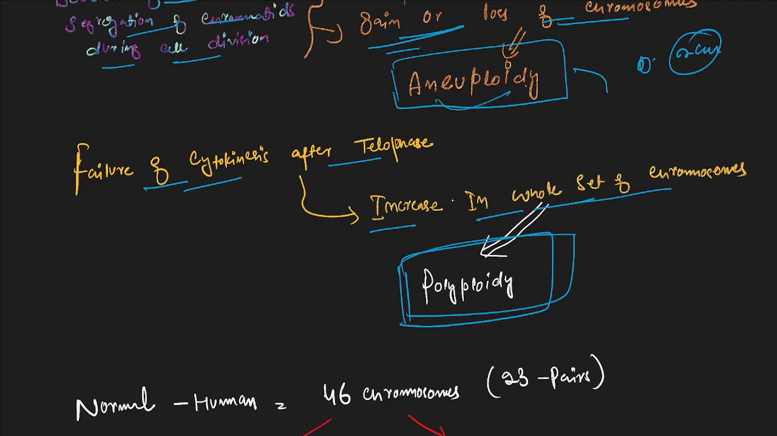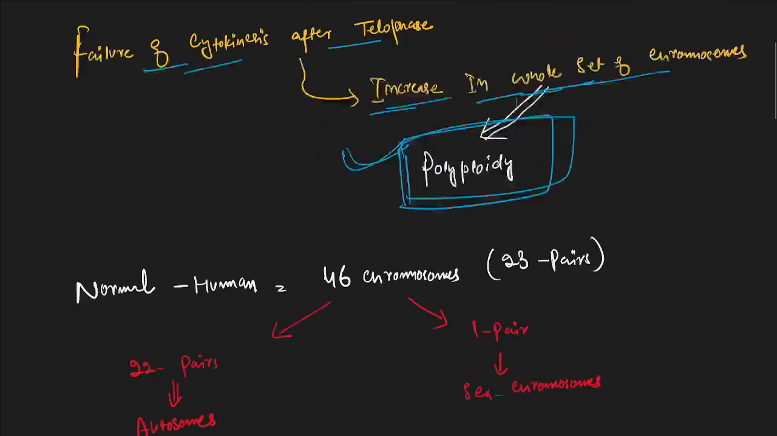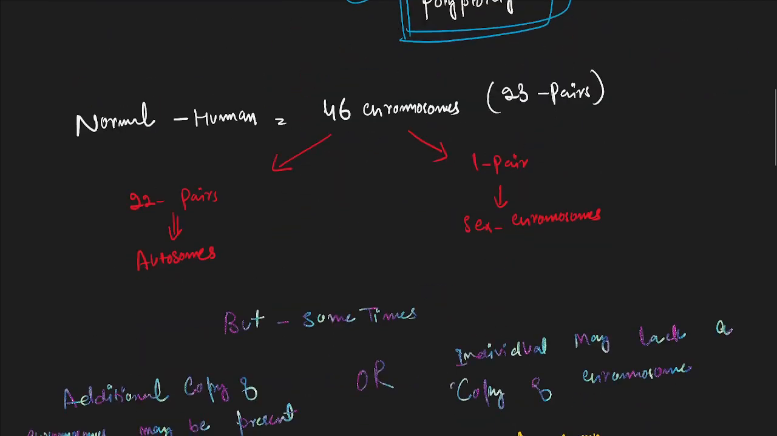So remember this difference between aneuploidy and polyploidy. Aneuploidy means loss of one chromosome or two chromosomes, or gain of a chromosome or many chromosomes. However, polyploidy is the increase in the whole set of chromosomes. This is again very important. And after that, firstly, let me tell you about the normal human being.